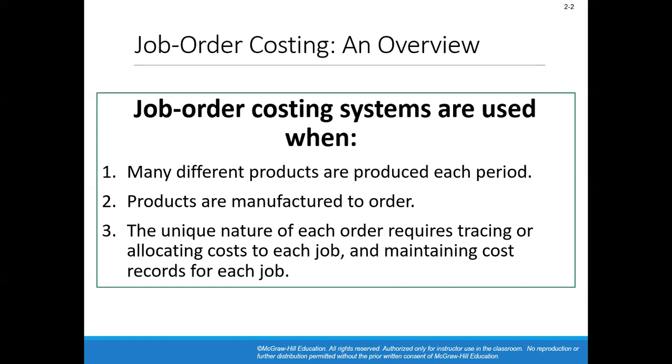You see that products are manufactured to order. Based on the order, products are manufactured.